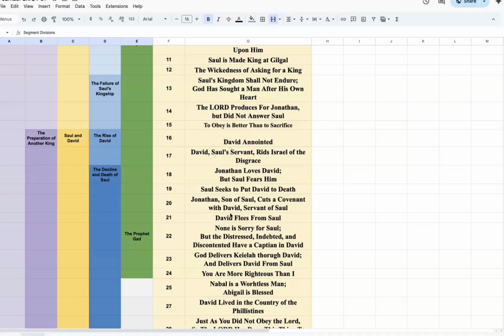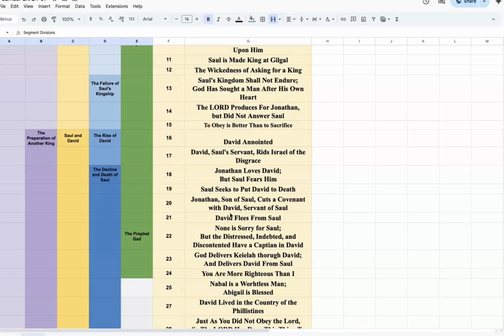So then he's like, okay, this is who's going to be king. This is who you're going to anoint as king. And it was Saul. And they're told the wickedness of asking for a king. And then we saw that Saul's kingdom shall not endure. And there were many things that Saul did throughout the course of 1 Samuel.